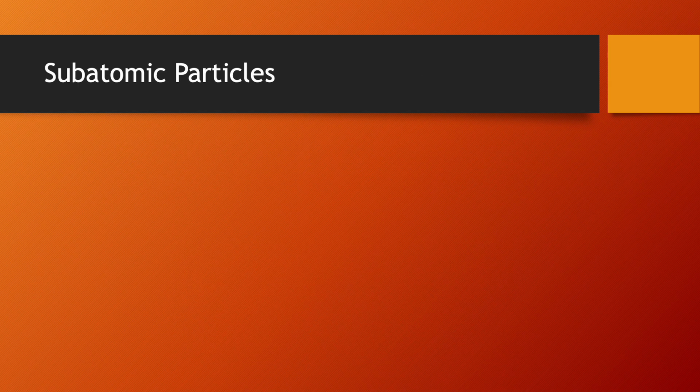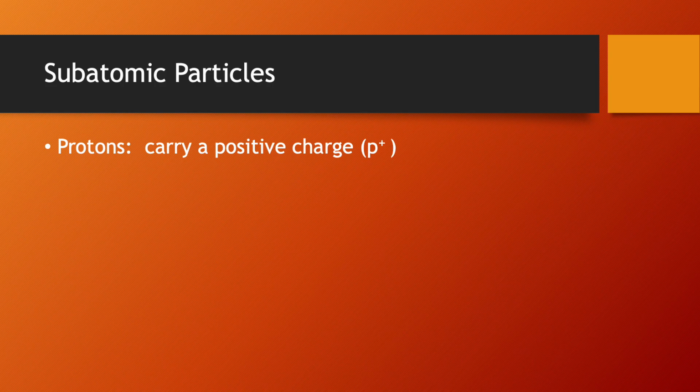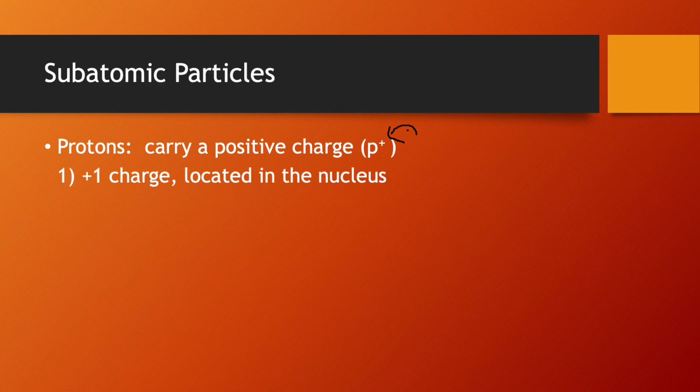Now let's take a look at the subatomic particles. For our class, we are only looking at protons, neutrons, and electrons. Beginning first with the protons. Protons carry a positive charge, so they're abbreviated a P with a superscript of a plus, indicating that they carry a positive 1 charge. Protons have a positive 1 charge, and they're located inside the nucleus.